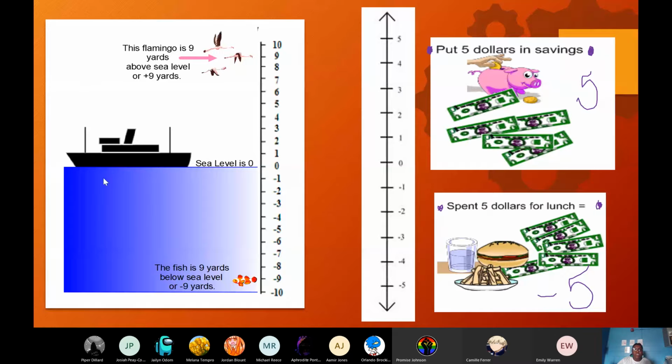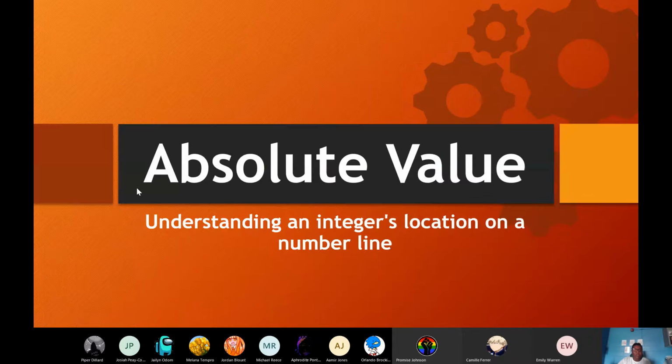So as we're talking today, let's continue looking at our absolute value, what absolute value is. Okay, so in your notes, please write down these two words, absolute value. And when we're talking about the absolute value of a number, of an integer, we want to make sure we understand its location on a number line. Absolute value, understanding the integer's location on a number line. Please take some time to write that down now.